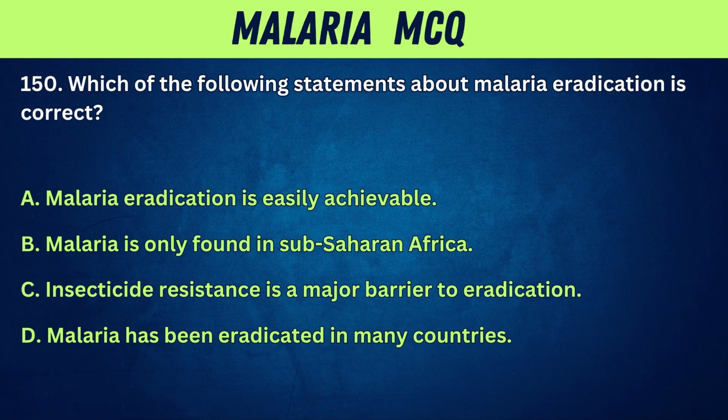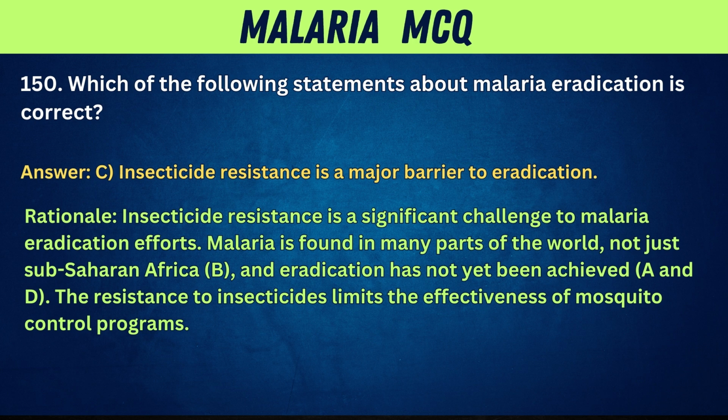150. Which of the following statements about malaria eradication is correct? A. Malaria eradication is easily achievable. B. Malaria is only found in sub-Saharan Africa. C. Insecticide resistance is a major barrier to eradication. D. Malaria has been eradicated in many countries. Answer: C. Insecticide resistance is a major barrier to eradication.